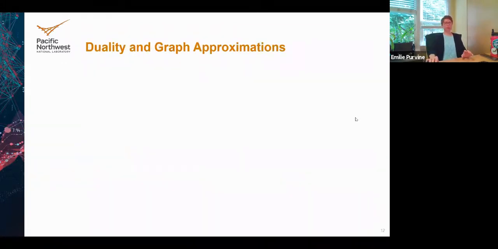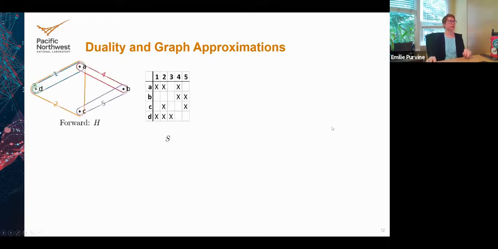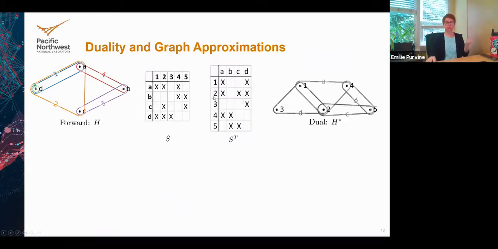Hypergraphs are, I'm sure you understand, different from graphs in some very specific ways. One of those ways is duality. So here's the hypergraph that I showed on the prior slide with its incidence matrix. But there's no reason why one couldn't just transpose that incidence matrix and get another hypergraph. That's called the dual hypergraph.